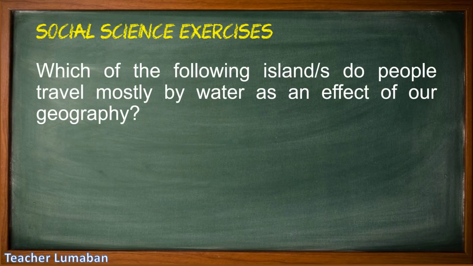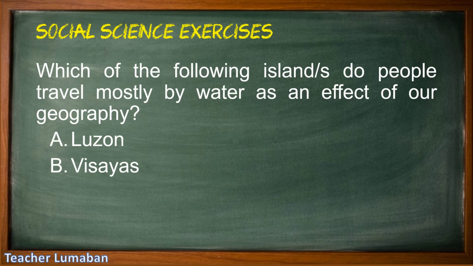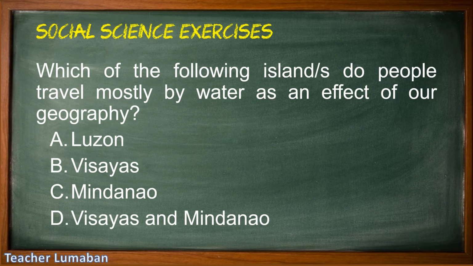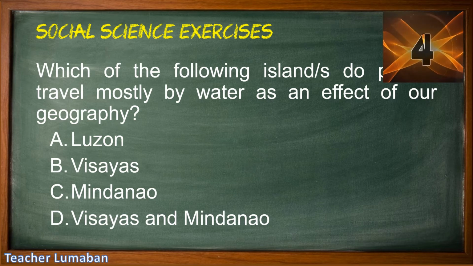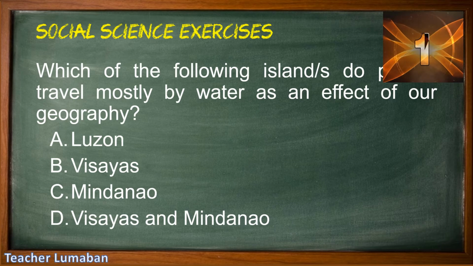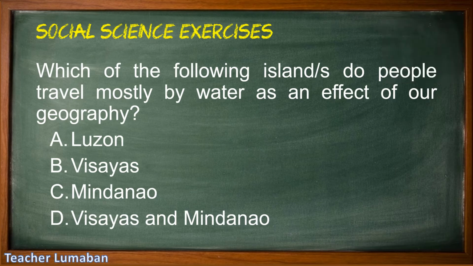Which of the following island or islands do people travel mostly by water as an effect of our geography? Letter A, Luzon. Letter B, Visayas. Letter C, Mindanao. Letter D, Visayas and Mindanao. Please choose the suitable answer to the following choices in 5 seconds. 5, 4, 3, 2, 1. The correct answer is letter B, Visayas.